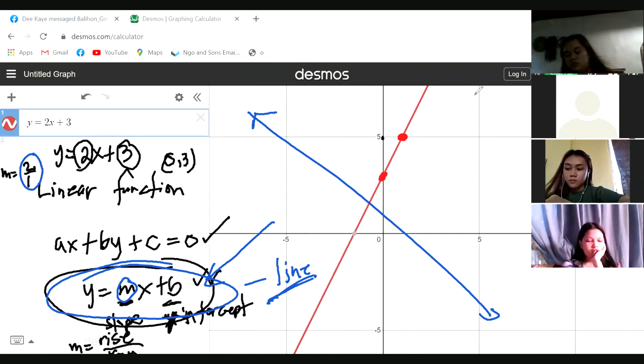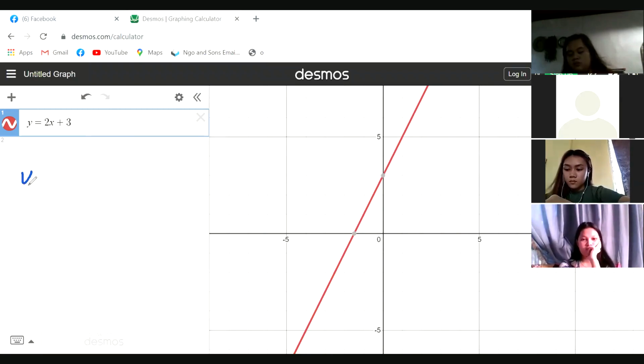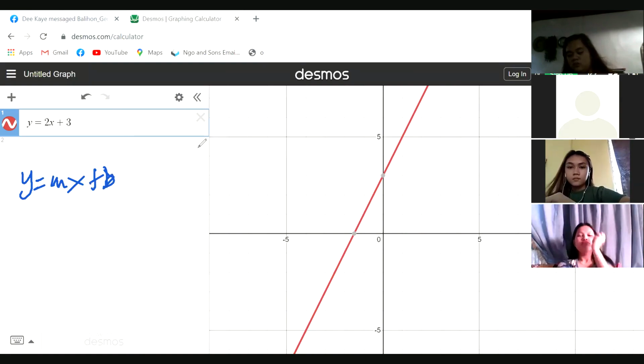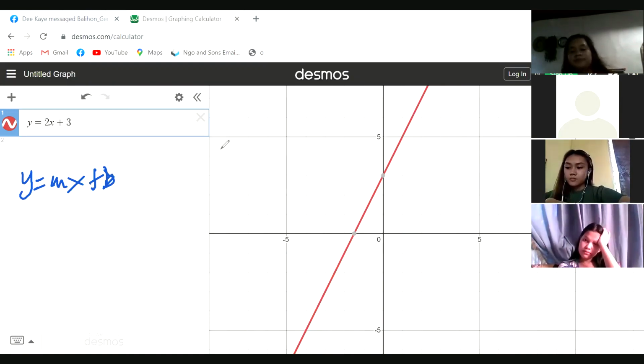So what you will remember is, if you have y equals mx plus b, then the graph of that is a line. That is called a linear function. That is the very first one, the linear function. And the graph of a linear function is a line.